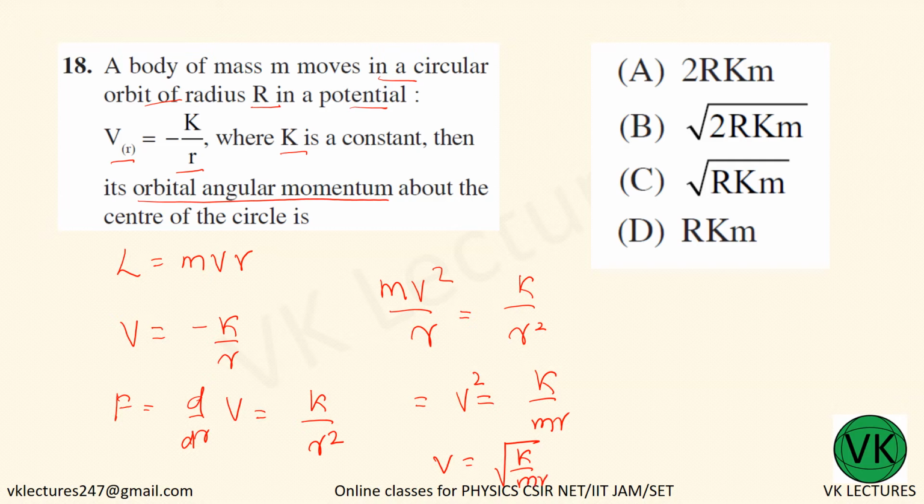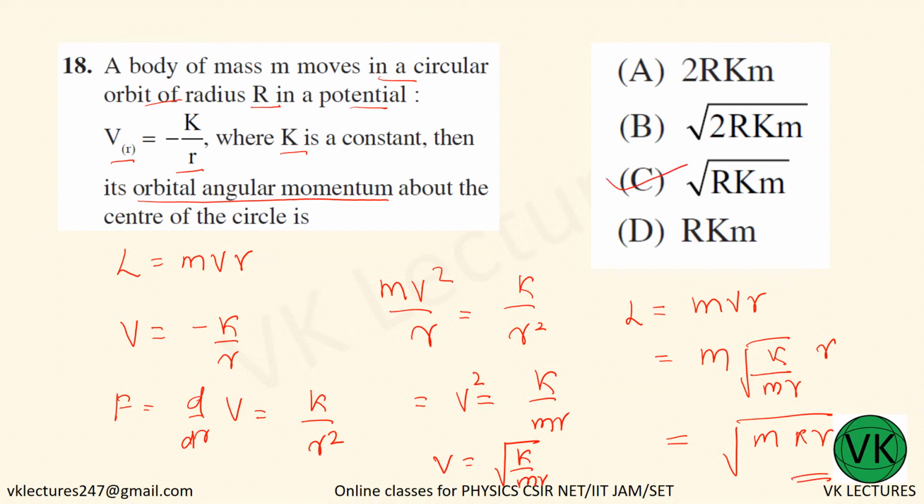Now what do we want? We want L is equal to m v into r. Now just substitute this v here. M into, what is v? Under root k divided by m r, into r. So what you get is under root m k r. Alright, so your option C.